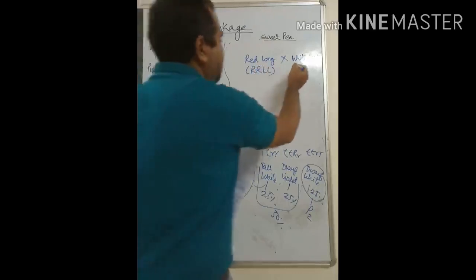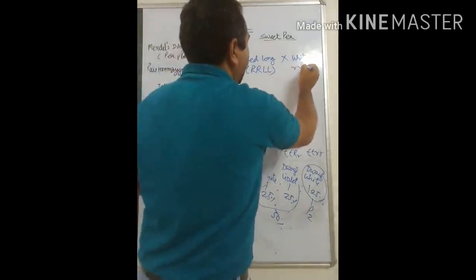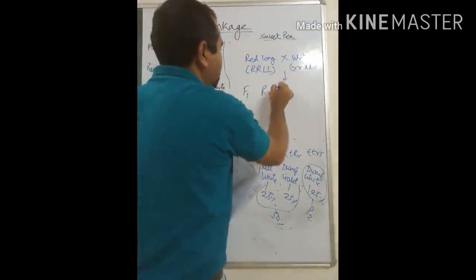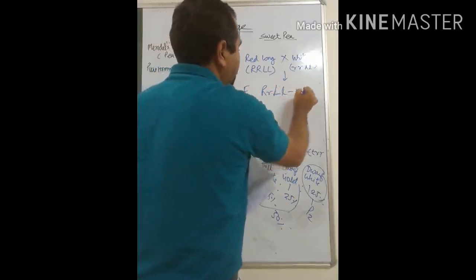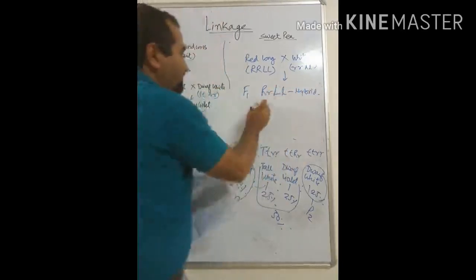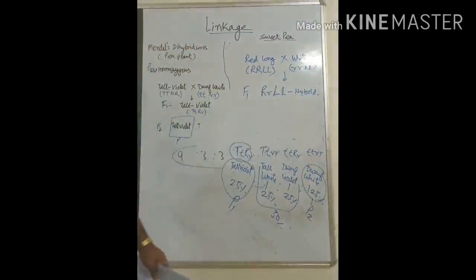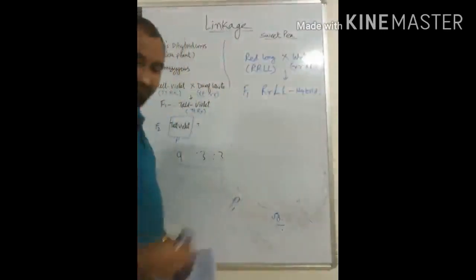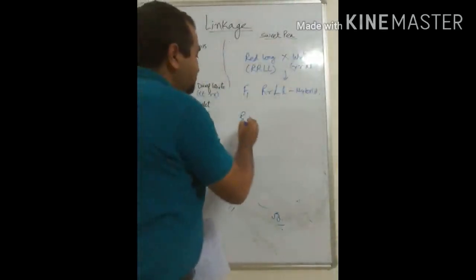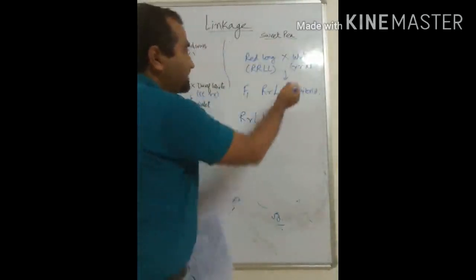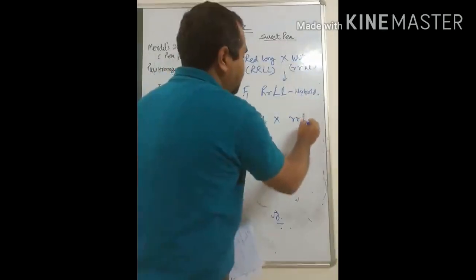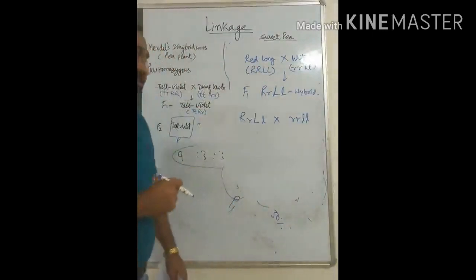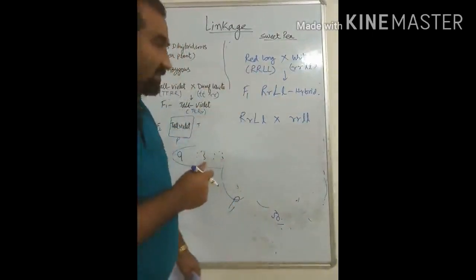If their genotype is represented as such, the F1 hybrid was this hybrid. And when this F1 hybrid is test crossed, that is, crossed with the recessive parent, what type of gametes is this plant producing in the case of sweet pea?